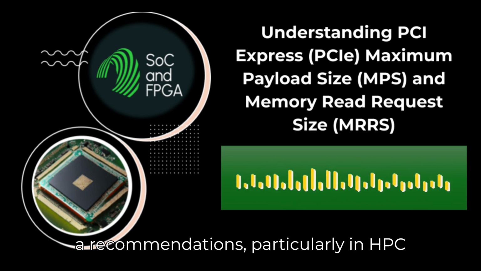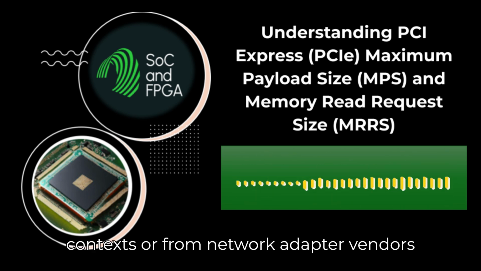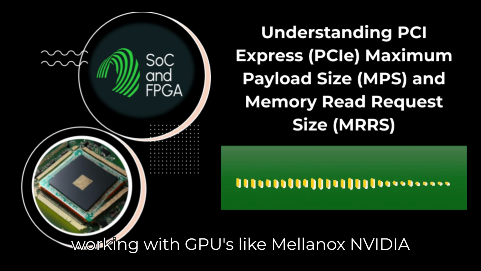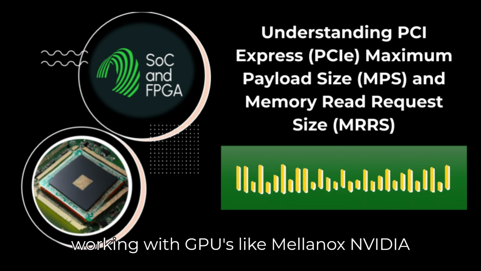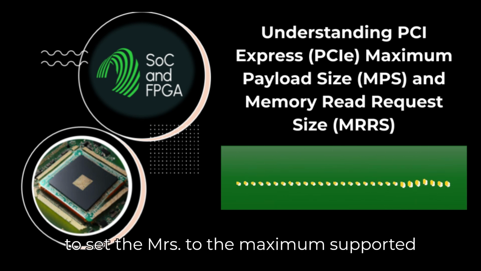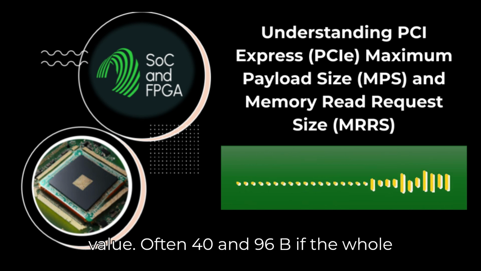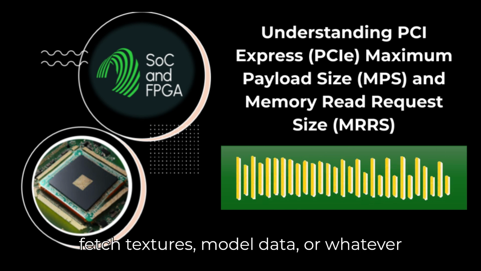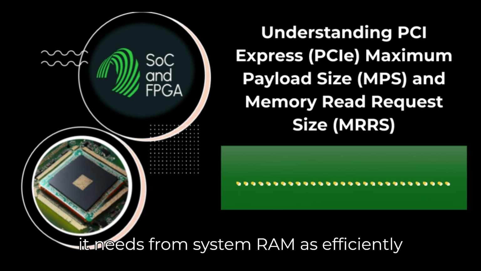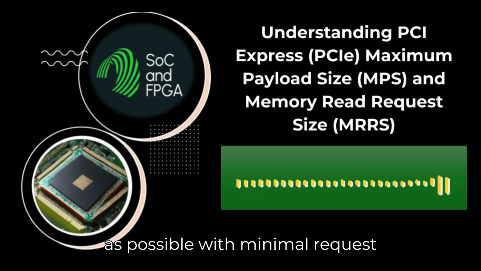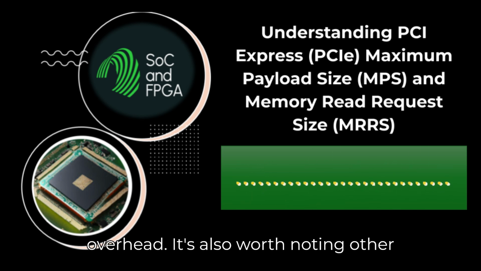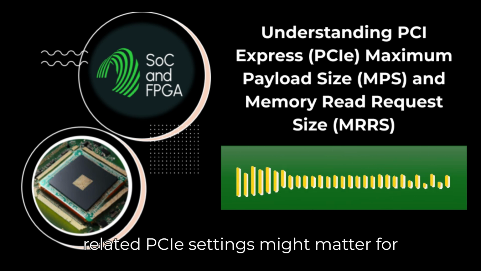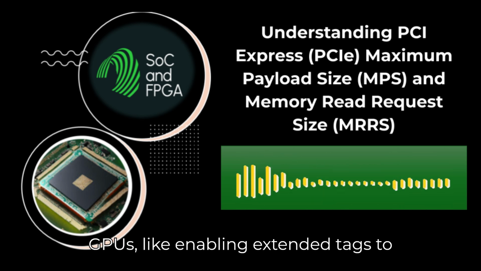Sometimes you'll see recommendations, particularly in HPC contexts or from network adapter vendors working with GPUs, like Mellanox NVIDIA, to set the MRRS to the maximum supported value, often 4096B, if the whole path supports it. Why? To help the GPU fetch textures, model data, or whatever it needs from system RAM as efficiently as possible with minimal request overhead.